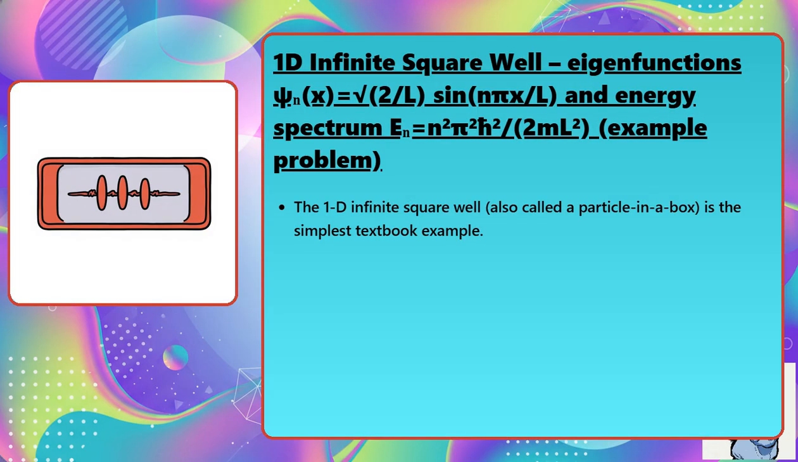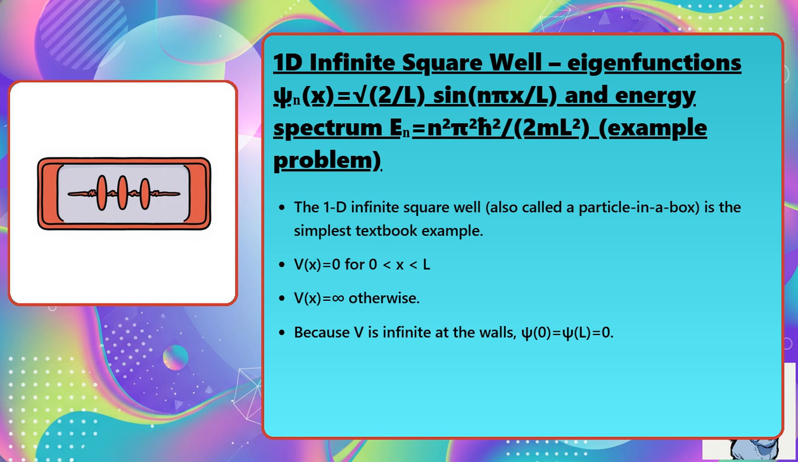The one-dimensional infinite square well, also called a particle in a box, is the simplest textbook example. V(x) equals 0 for 0 less than x less than L. V(x) equals infinity otherwise. Because V is infinite at the walls, ψ(0) equals ψ(L) equals 0.